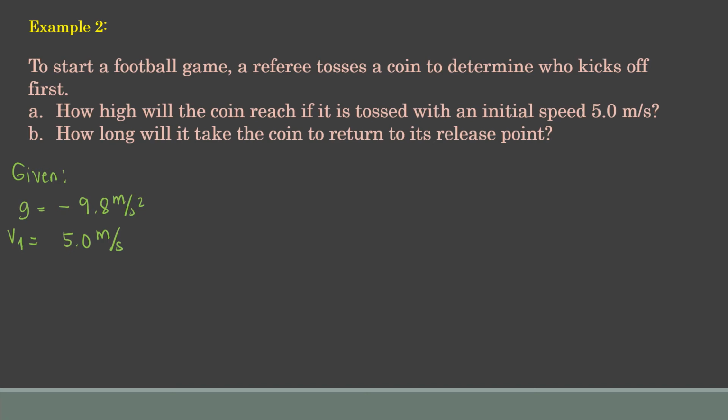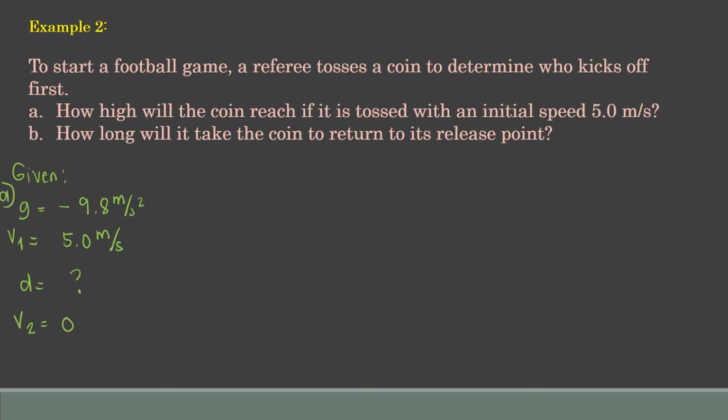Okay, there. And then we're going to determine how high. So that's going to be our D. Assuming that the object reaches the maximum height, our final velocity here is 0. This is for letter A.